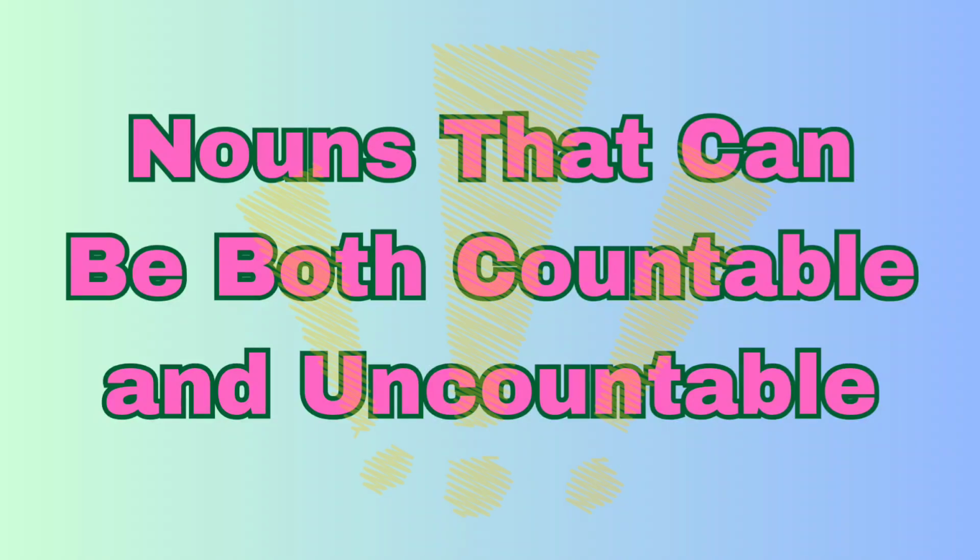Now let's talk about exceptions: nouns that can be both countable and uncountable. Some nouns can be both countable and uncountable depending on the context of the sentence. For example, juice. When talking about types of juice, it's countable. I tried 3 juices today. But when referring to the juice itself, it's uncountable. I drank some juice.